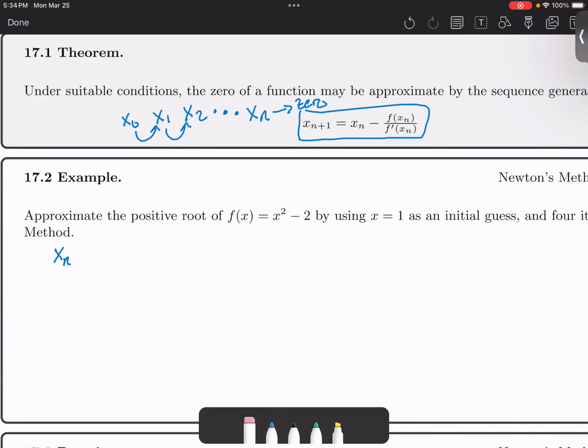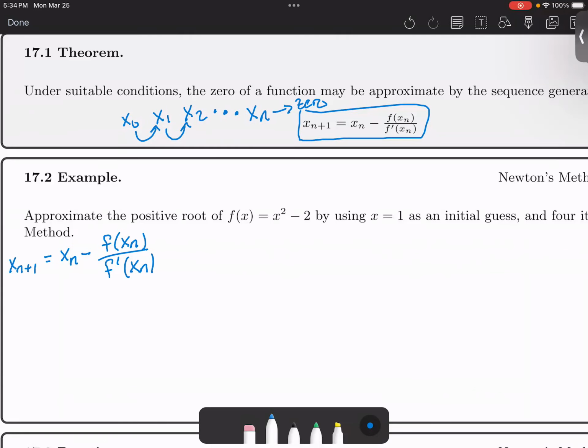In fact, let me write it down in the order that I like to think of it. Given an x value, I can take it and I can subtract the ratio of the function at the x value compared to the derivative at the x value. And this is how I get my next value.